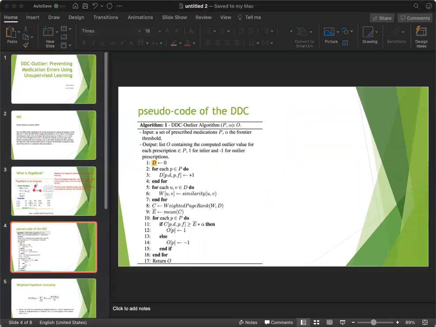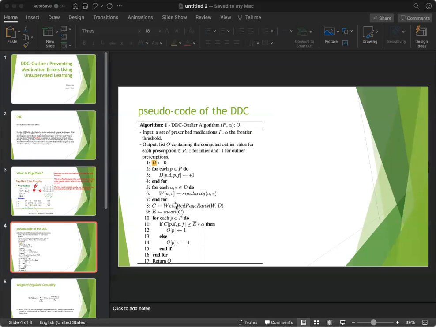So that is the basic code of the DDC algorithm, and the input is the prescribed medication P, and alpha. Alpha is used to recognize whether the data is an outlier or inlier, and the output will be a list containing a lot of data, and it will tag 1 for inlier, or -1 for outlier.